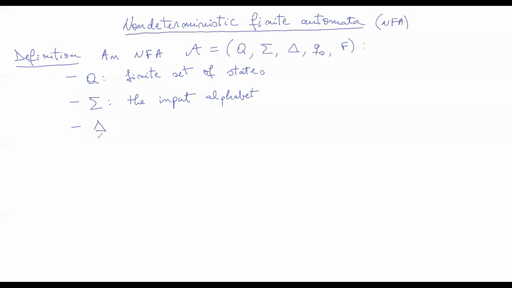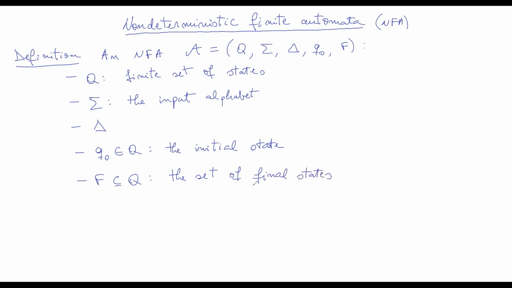I come back to delta in a moment. Q0 is a state of Q, and it's called the initial state. And F is a subset of Q, and it's the set of final states. So finally, you have here the initial state, the input alphabet, and the set of states. And now delta is a transition relation over Q times sigma union epsilon times Q.